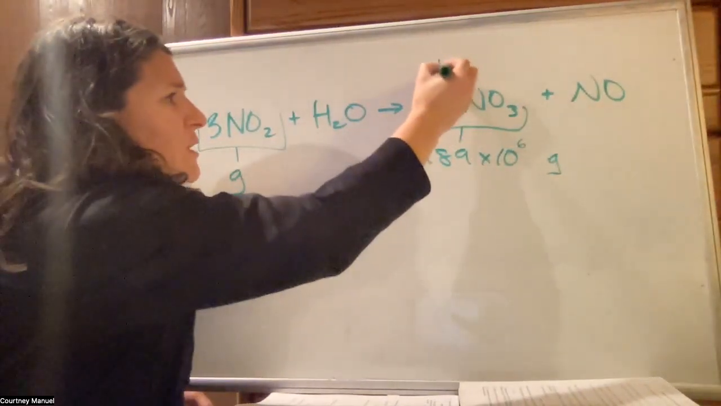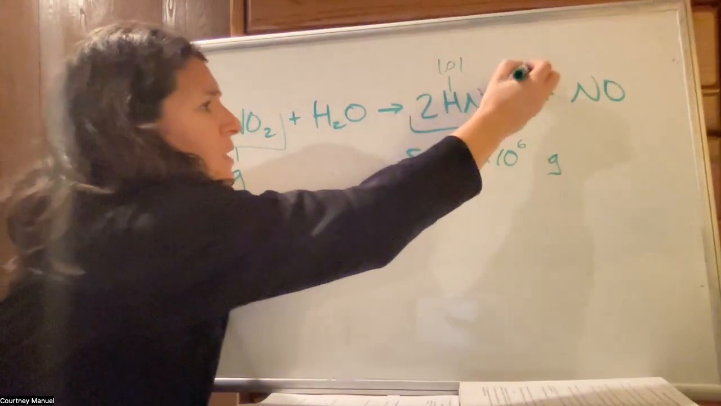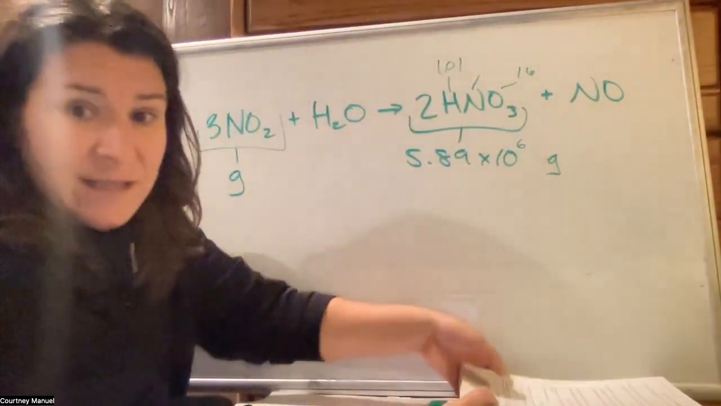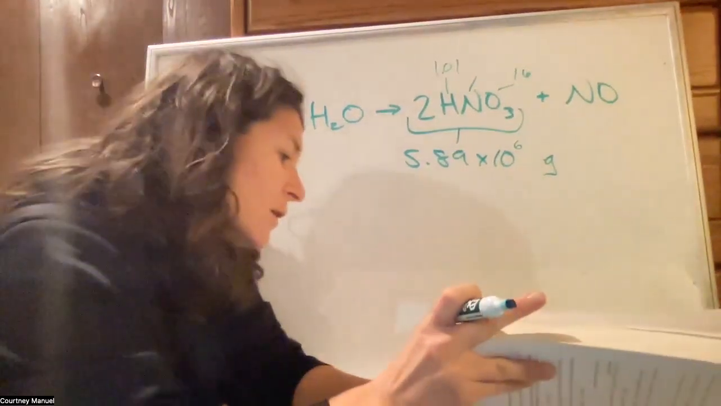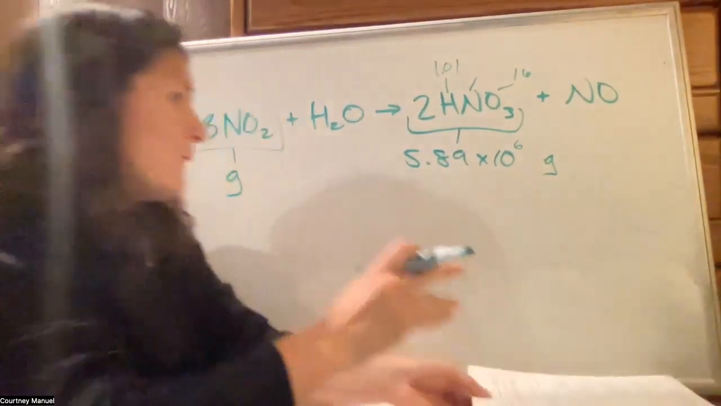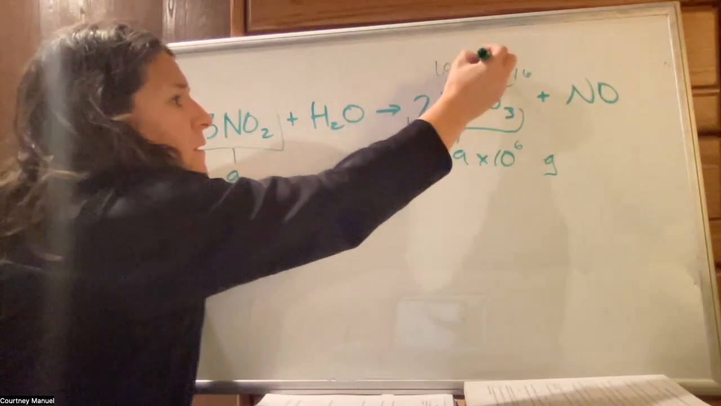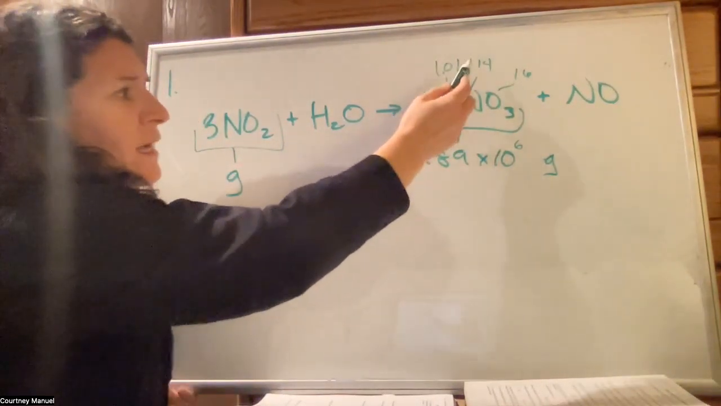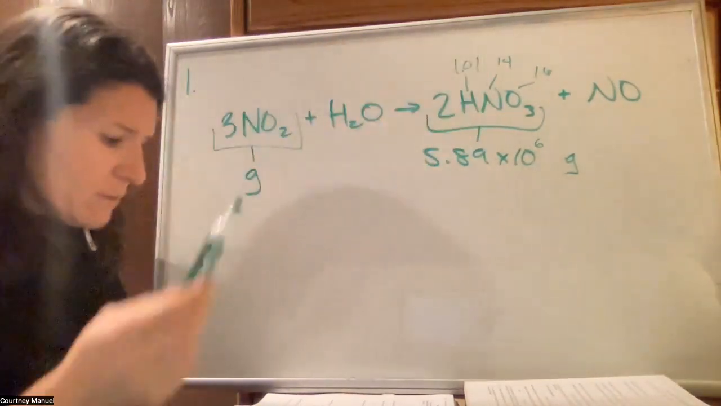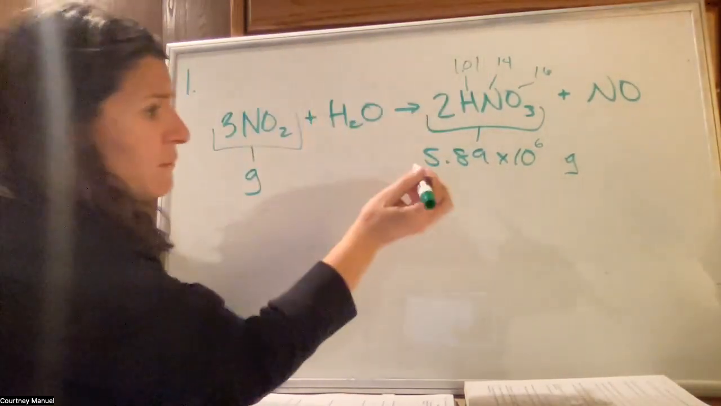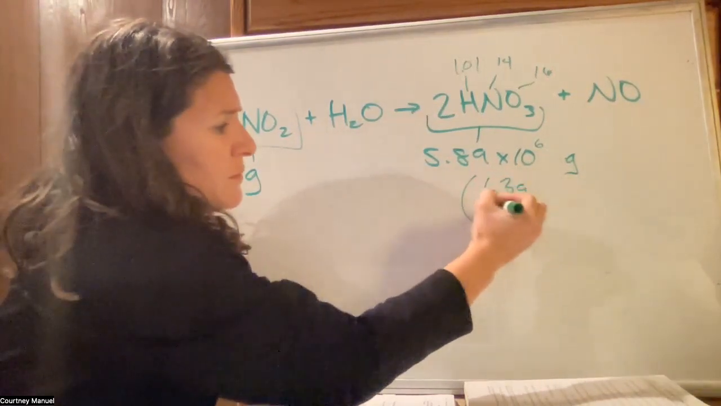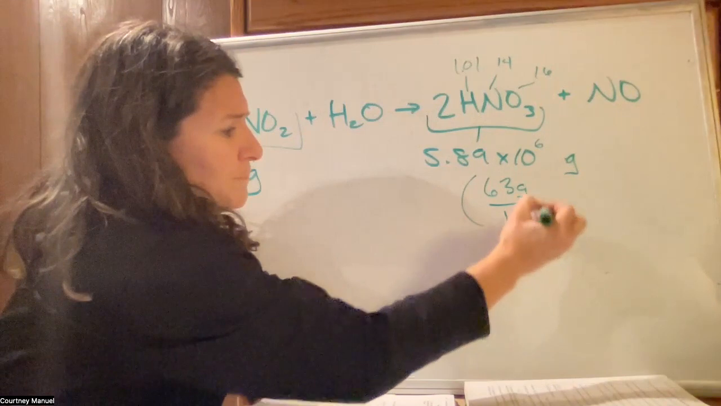Okay, so we've got hydrogen is 1.01. Oxygen is 16. We need 3 of those. Nitrogen, I think, is 14. Let's go to our periodic table. It is 14. So we've got 48, 49, 63 grams over here. So that means this conversion factor is 63 grams to 1 mole.